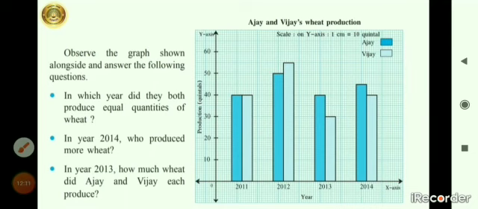The third one is, in year 2013 how much wheat did Ajay and Vijay each produce? So let's come to 2013. In 2013 Ajay produced how much? 40 quintals, and in 2013 Vijay produced 30 quintals. So the answer is, in 2013 Ajay's production was 40 quintals and Vijay's production was 30 quintals. So write down these answers in your notebook.